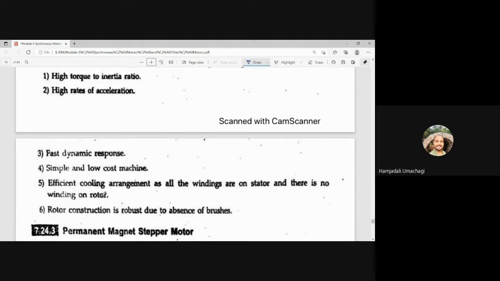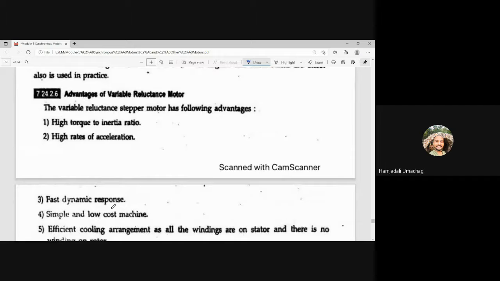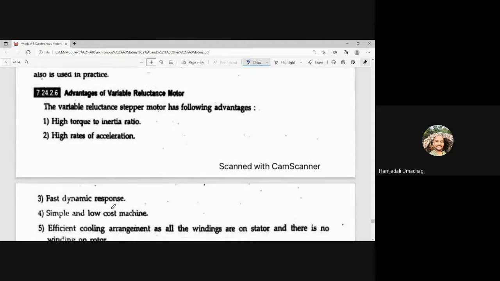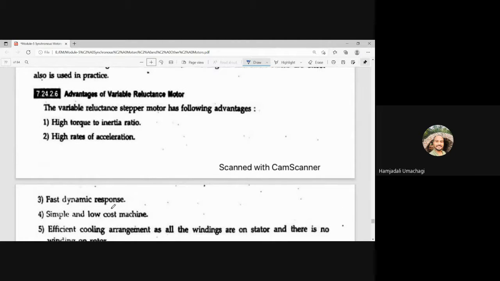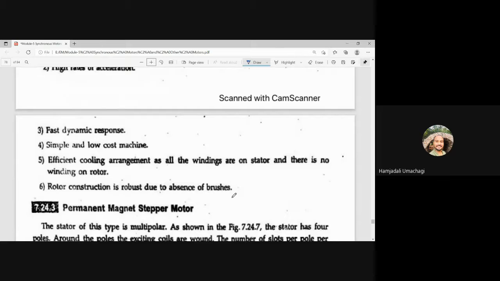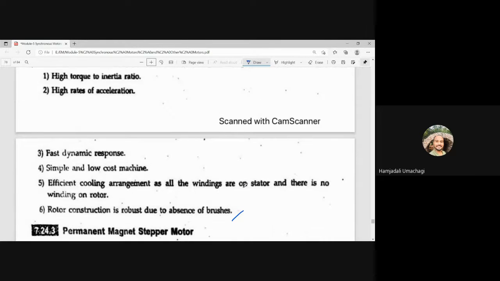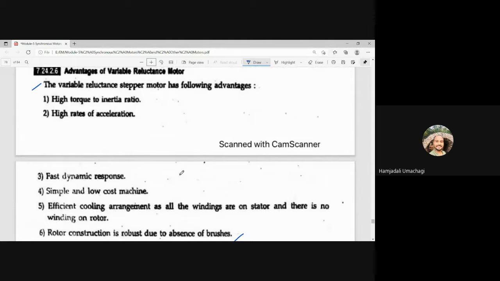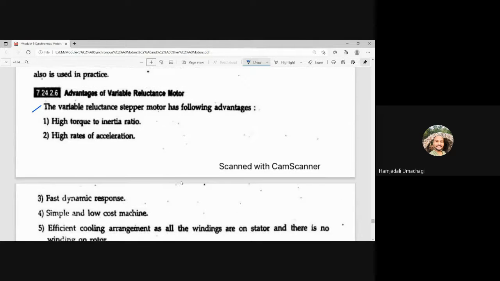So it is having automatic cooling arrangement here, and rotor construction is robust due to the absence of brushes. So all these are the advantages of variable reluctance motor. So at last you are supposed to write the advantages of reluctance stepper motor also. Till here you should write the explanation for variable reluctance motor. Okay, finally at last you can write all these advantages.